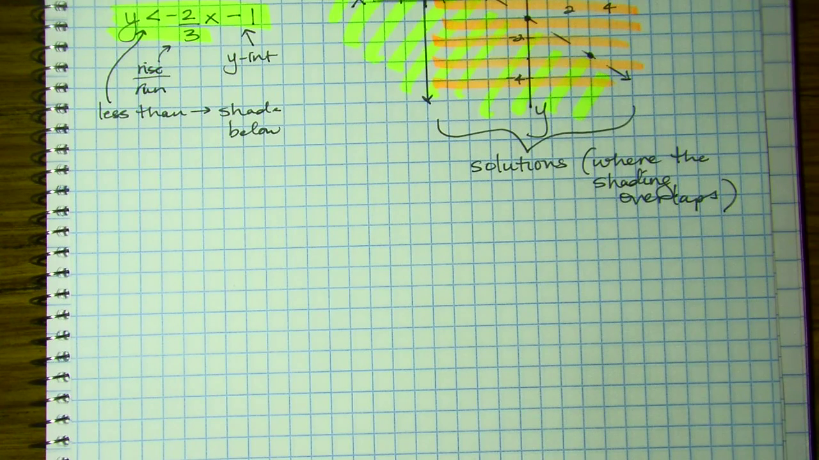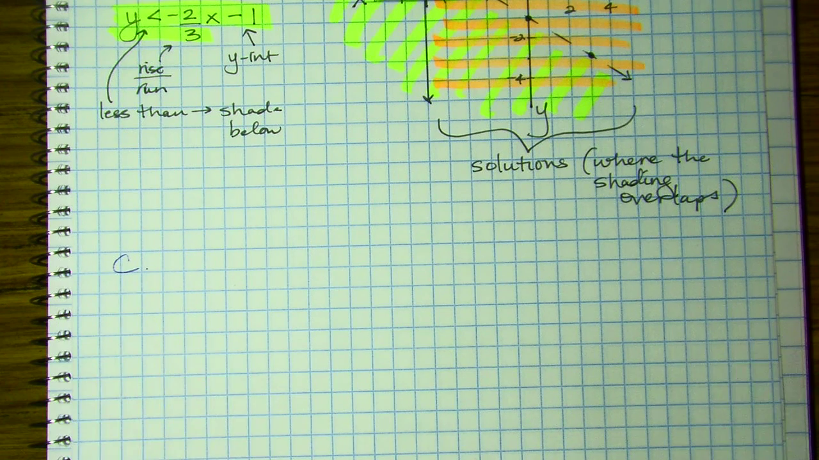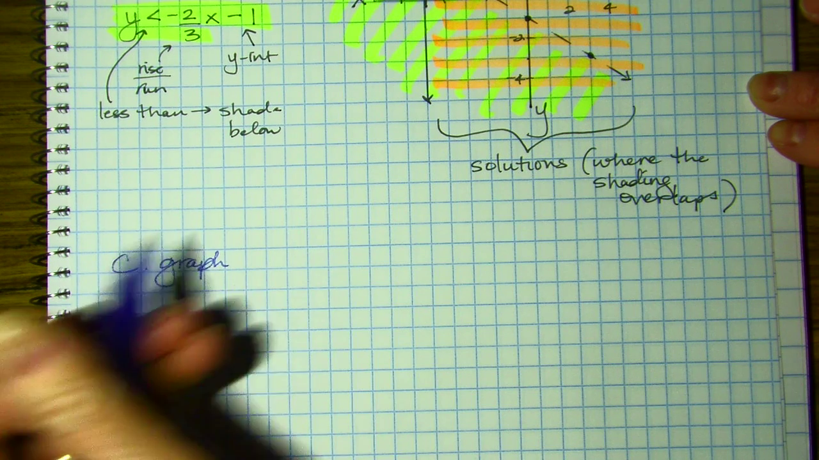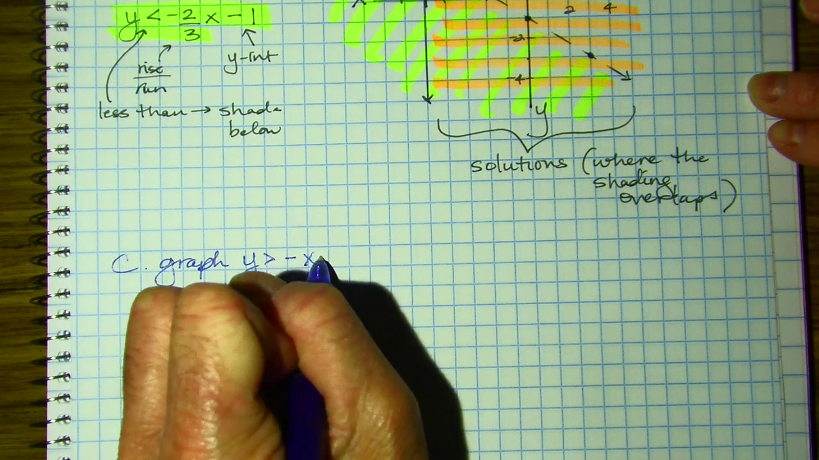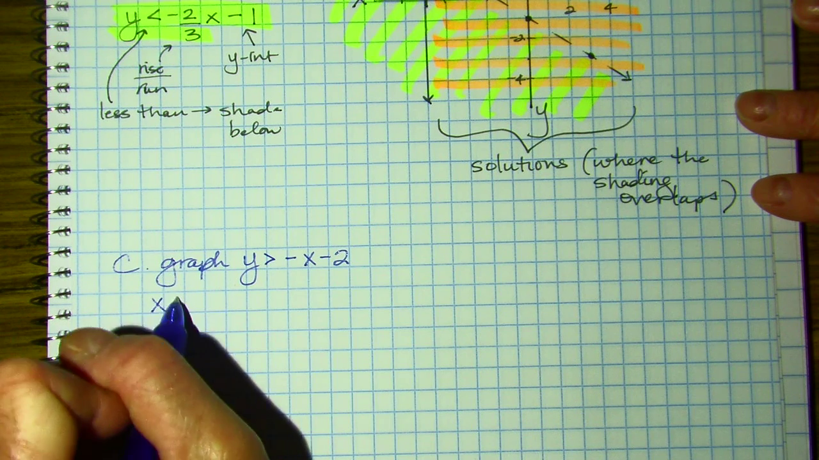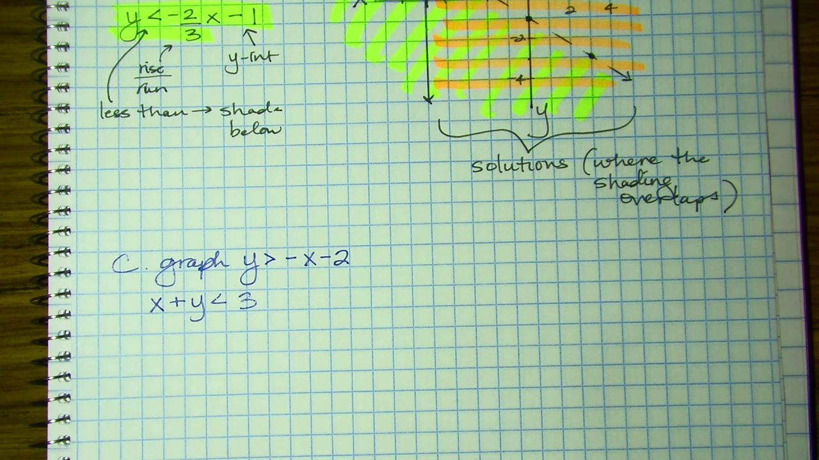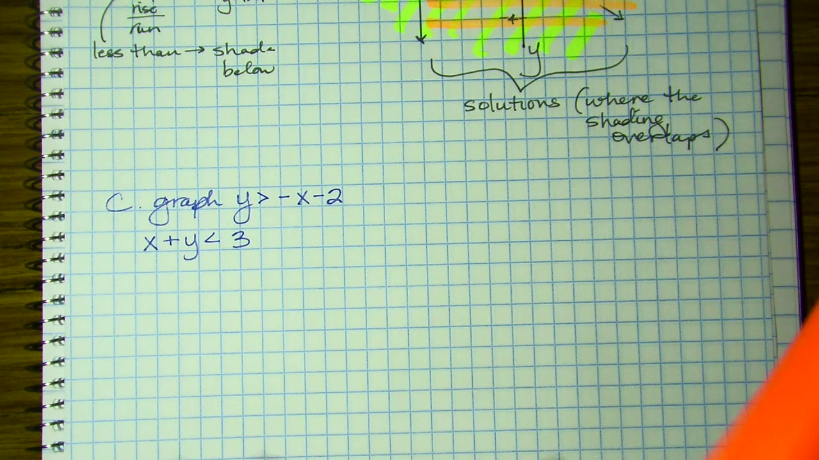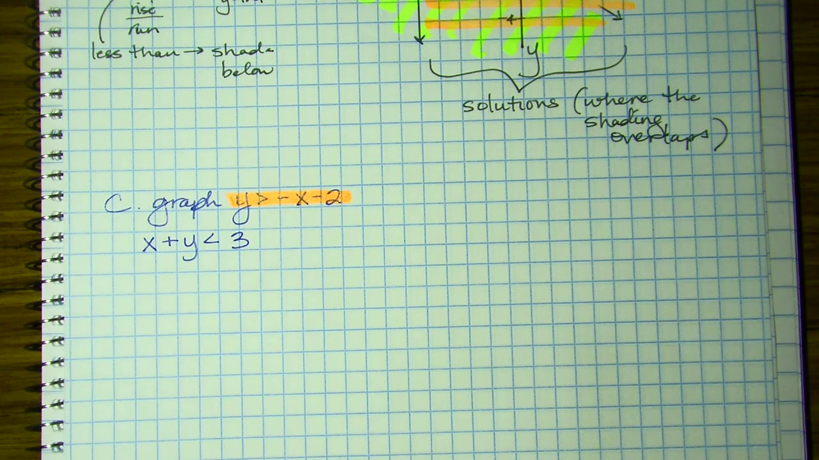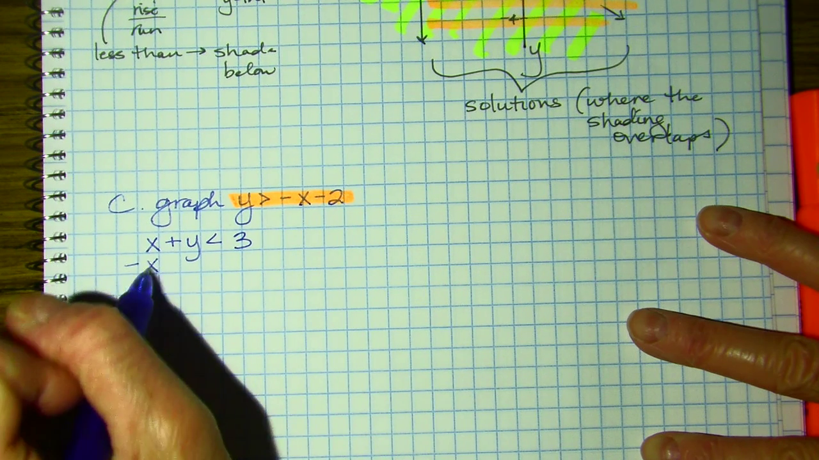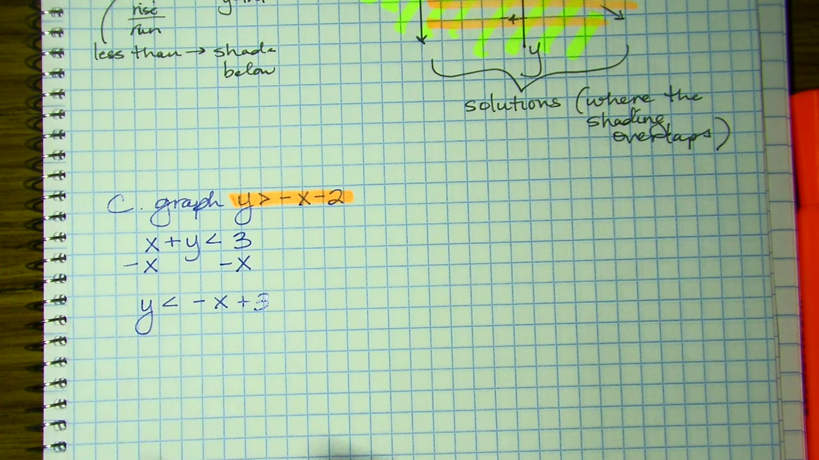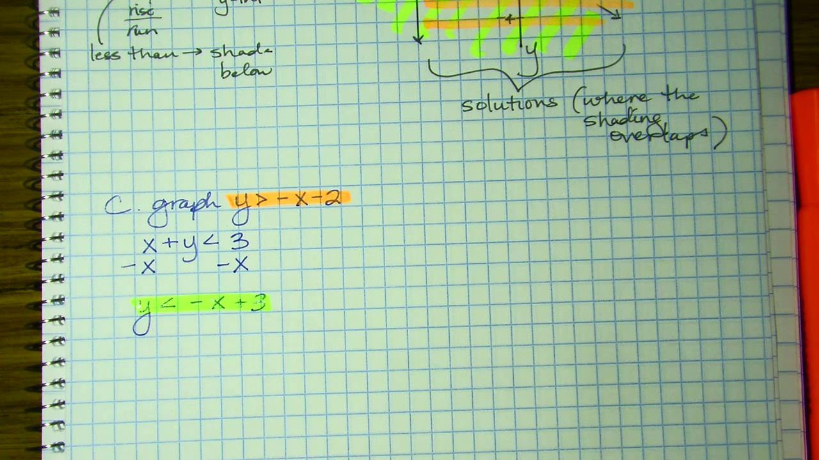All right, so moving on, I'm going to part C. Hopefully this pen doesn't die out on me. So we are going to graph y is greater than negative x minus 2, and x plus y is less than 3. So those are my two equations. The top one is already in slope-intercept form, so we're going to go ahead and graph that one the way it is. The bottom one, I'm going to subtract x, so y is less than negative x plus 3, and that'll be the second equation that I graph.